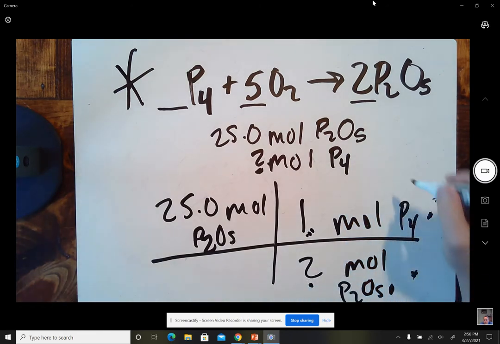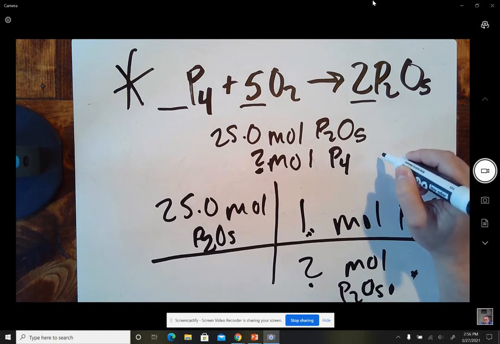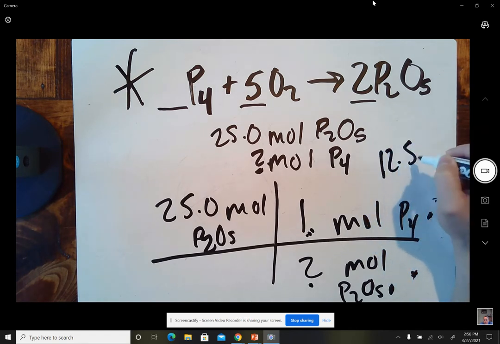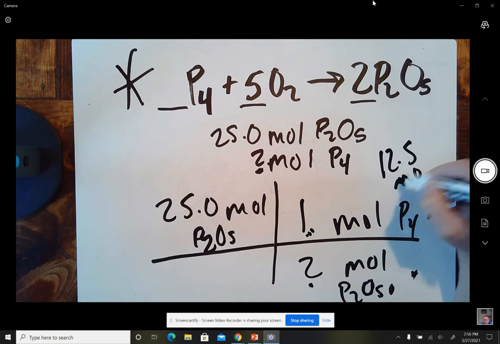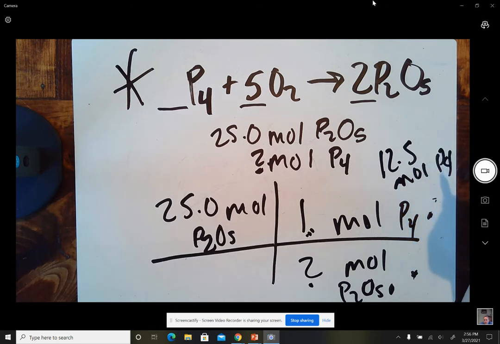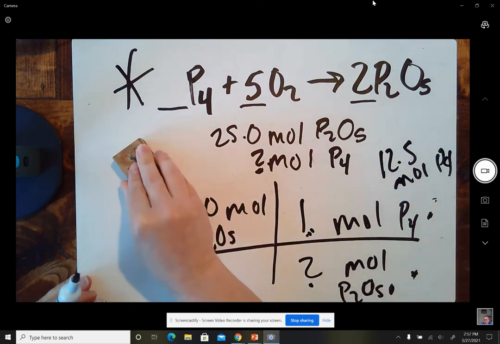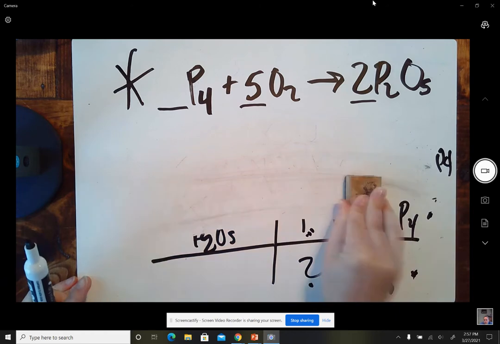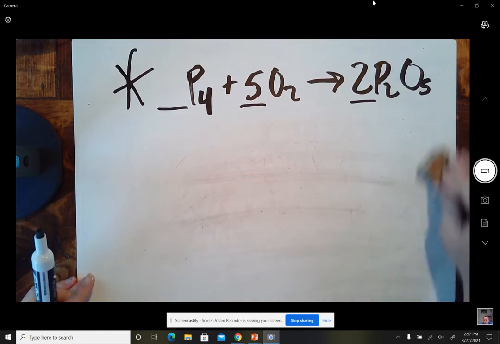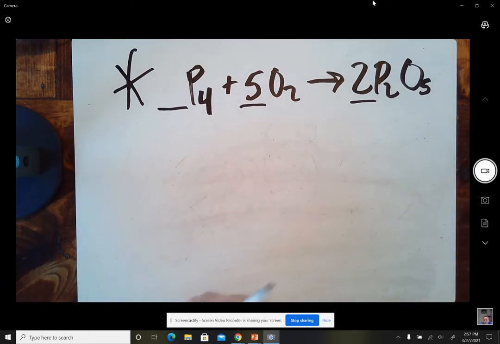So I work it out. I end up getting 12.5 moles of P4. Well, what if I wanted to go a different route with it? Let's try it this way.